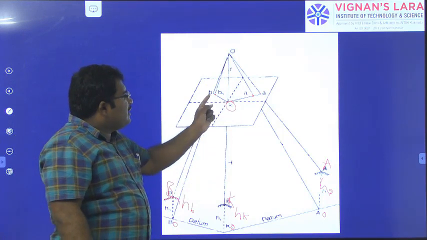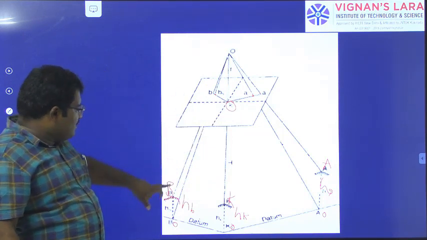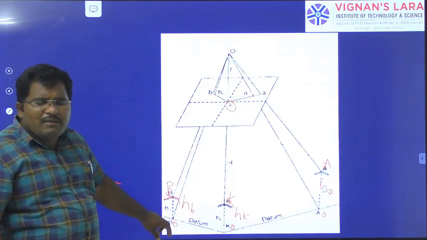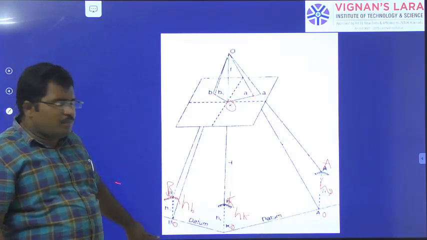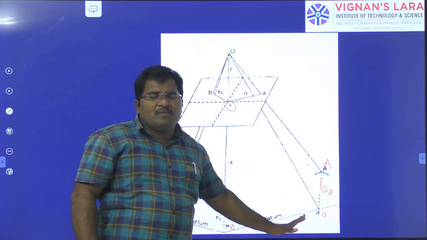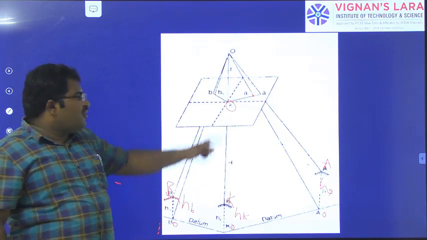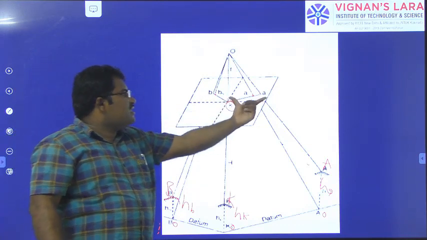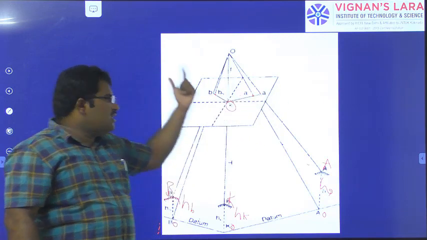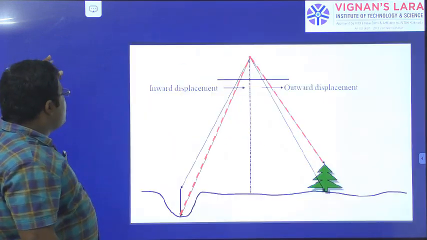Now, whatever the distance, you can see here that B is on the ground level, B naught is at the datum level, a point on the datum. Here also A and A naught will be at the datum only, but in the photograph you can see some distortion, some displacement of the same point. That displacement is called relief displacement, right?